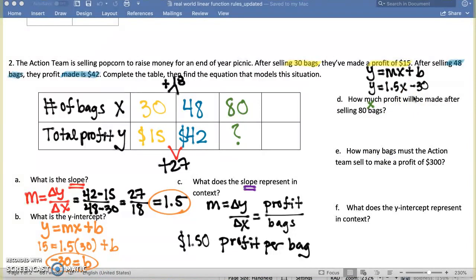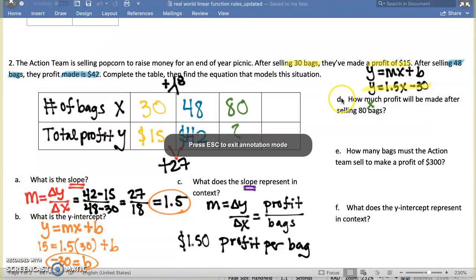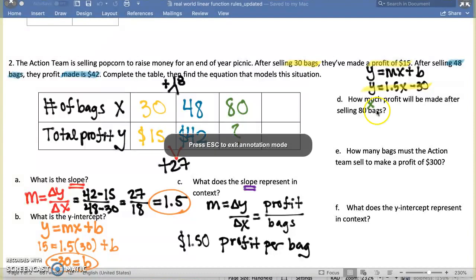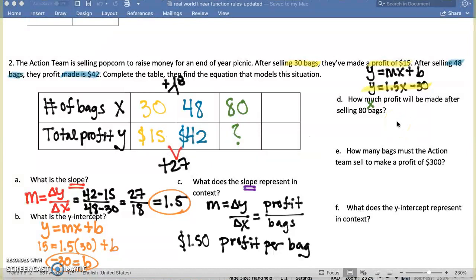And this is now my slope-intercept form equation that I can use to answer question D and to answer question E. So now if I want to figure out how much profit will be made after selling 80 bags, well, that's something that I can either look in the calculator or I can substitute in the value of X here and evaluate it. For those of you that are more comfortable using the calculator, I'm going to show that first.